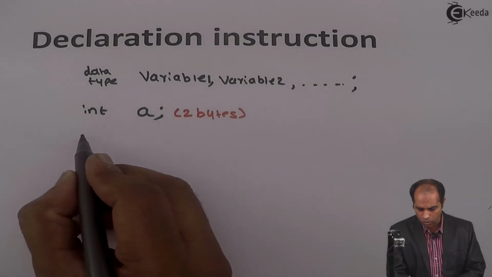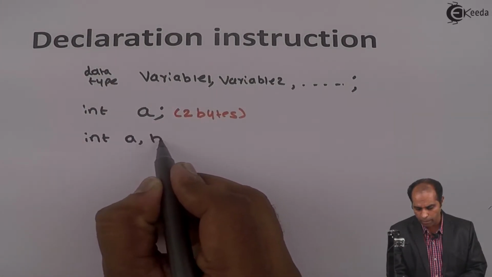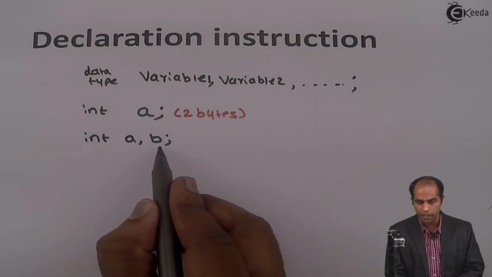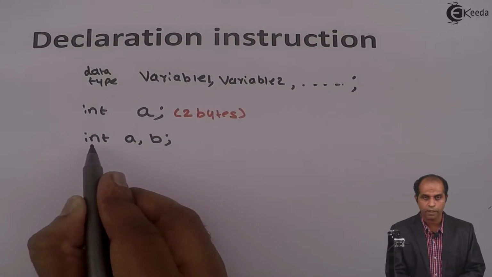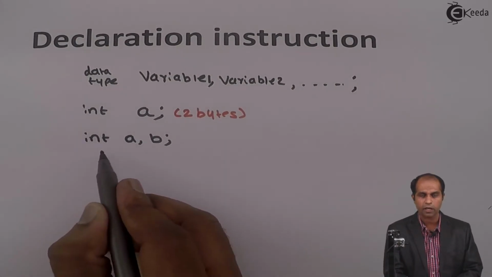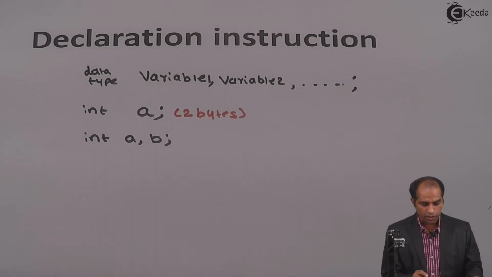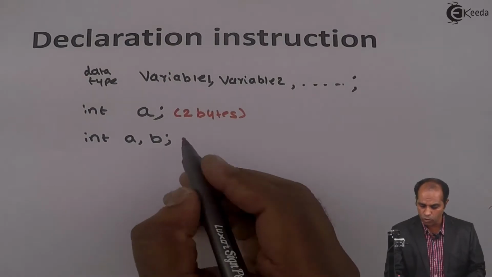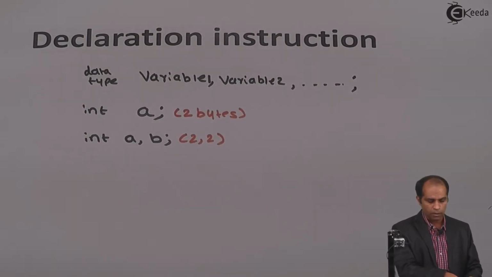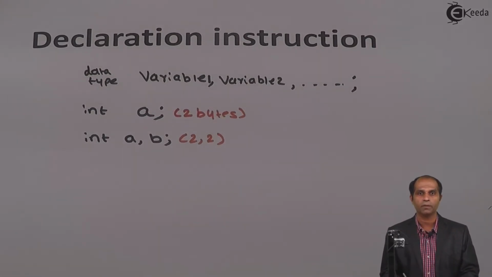Or I can do it on a single line by saying int a comma b and a semicolon, which means that both a and b are variables of type integer. If two variables are going to share the same data type, in that case you can define them on a single line. So here each of these instructions will get 2 bytes each. So 2 for a and 2 for b. The number which I'm writing in brackets indicates the memory size of that particular variable.